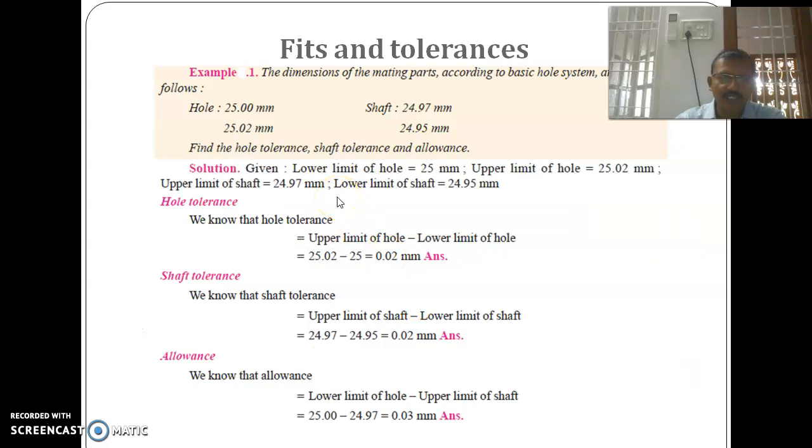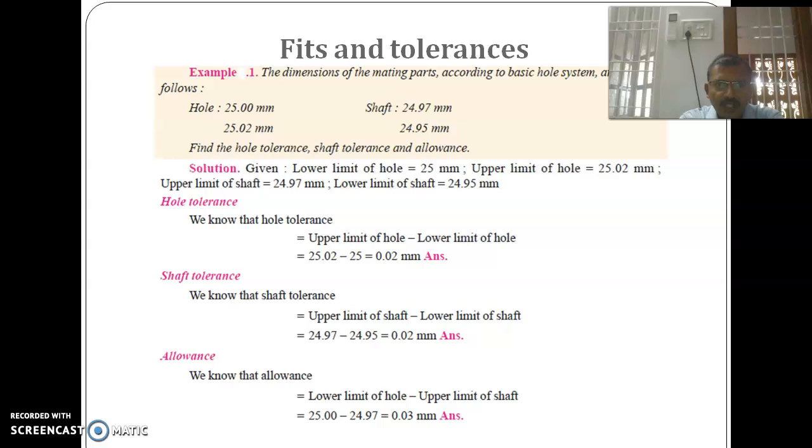Okay, we'll see a small problem. The dimensions of mating parts according to the basic hole system are given as follows. Hole: 25.00 mm and 25.02 mm. The minimum size of the hole is 25 mm and the maximum size is 25.02 mm. The shaft's maximum dimension is 24.97 mm, and the minimum dimension of the shaft is 24.95 mm.